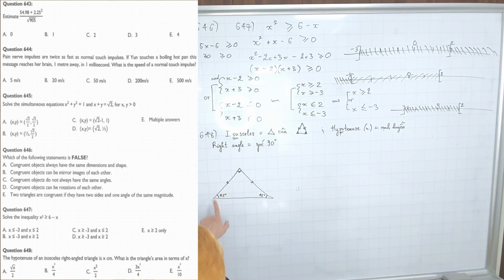The hypotenuse of a right angle triangle is x centimeter. This one is x centimeter. What is the triangle area in terms of x? It asks for the area of this triangle in terms of x.